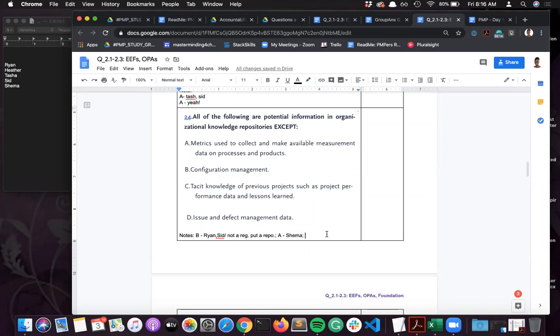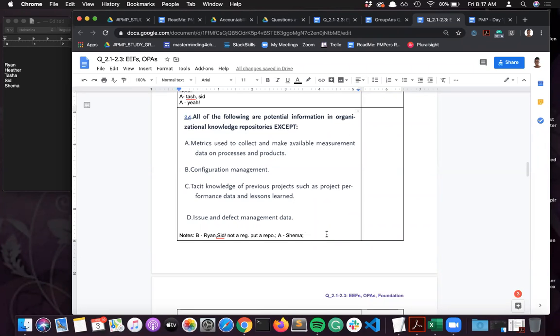Okay, so guess what? The answer is C. Oh, okay. Well, I thought you were going with C. I should have gone with C. The reason being, on page 41, section 2.3.2, that's where we could find it. And configuration management knowledge repository is actually a thing. So now we know that configuration management is actually a thing.